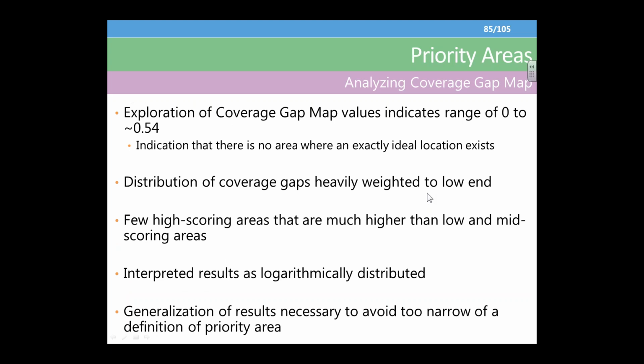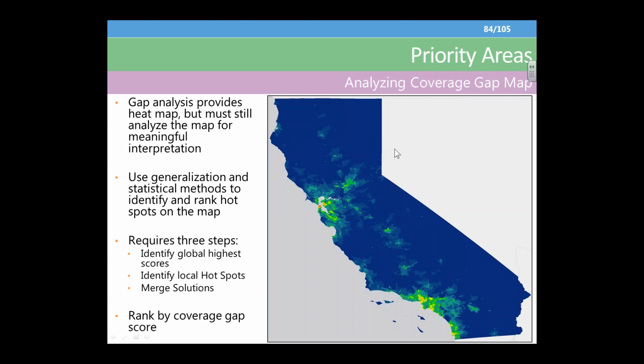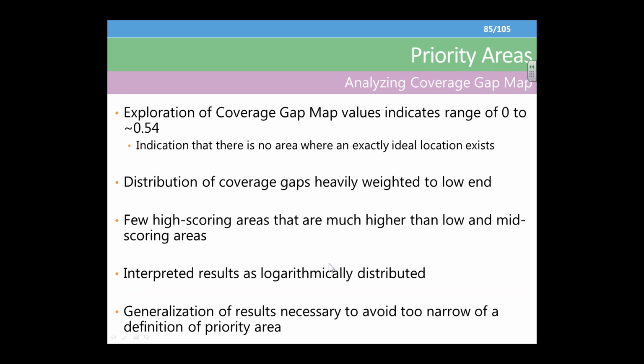So when we looked at the full range of heat values across the state, the range was actually 0 to only 0.54. So essentially there's no perfect area in the state. It's not necessarily a surprising result, but just to keep in mind. Additionally, the distribution of those coverage gap values was heavily weighted towards the lower end. You can see clearly from this map, there's a lot of deep blue, which is a very low value. There are a few high-scoring areas that are much higher than the low and mid-scoring areas. So essentially, when you look at the data, it's a bit logarithmically distributed.